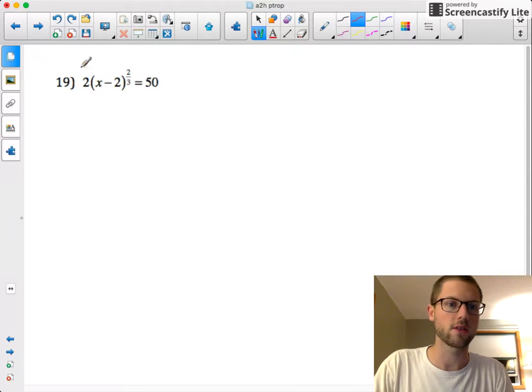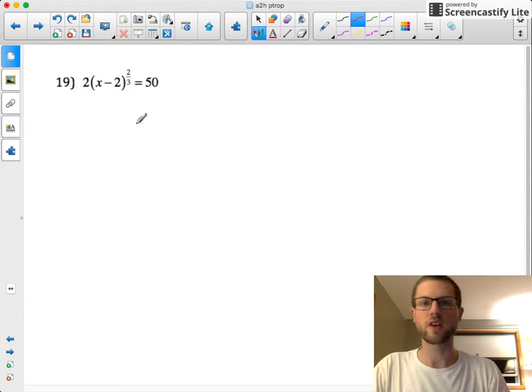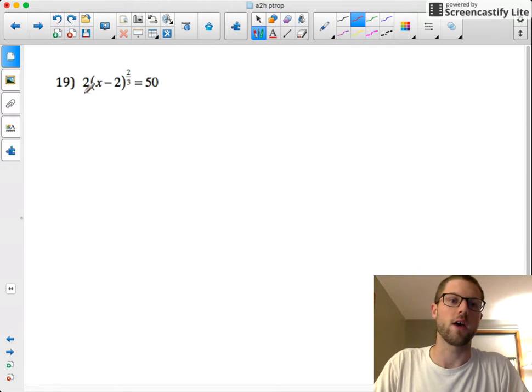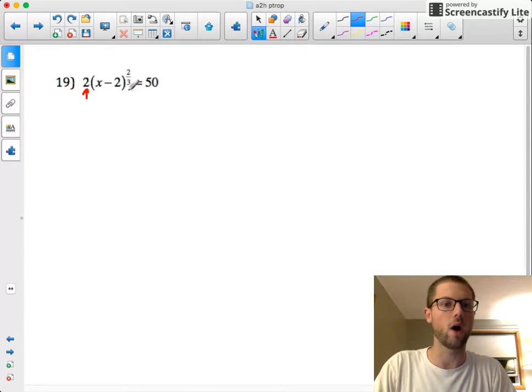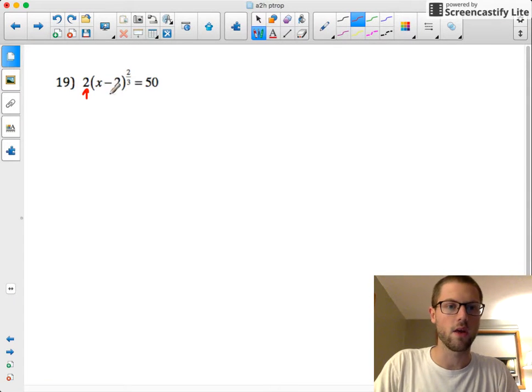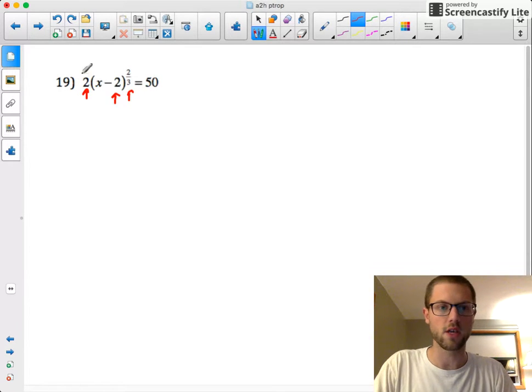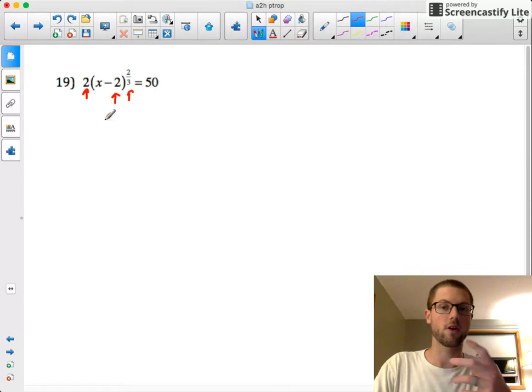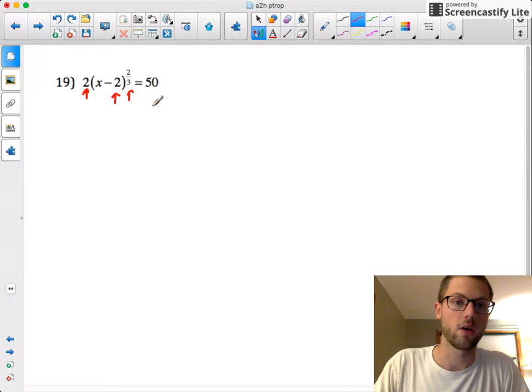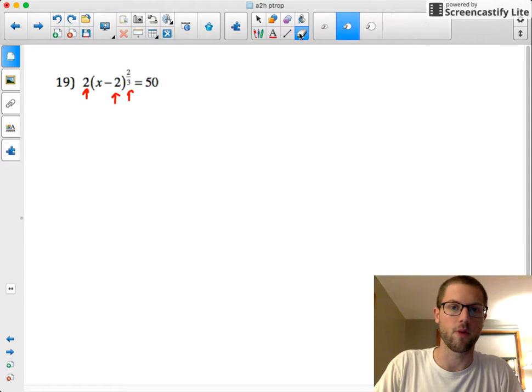And when I'm looking at this problem, I'm thinking, well, what are the things that stand in my way for this x? Well, I'm being multiplied by 2 for this whole quantity. This whole quantity is being raised to this exponent, and I'm subtracting this 2 from x. So all these things need to be handled, and it's very important that we handle them in the right order in order to deal with this type of a problem.